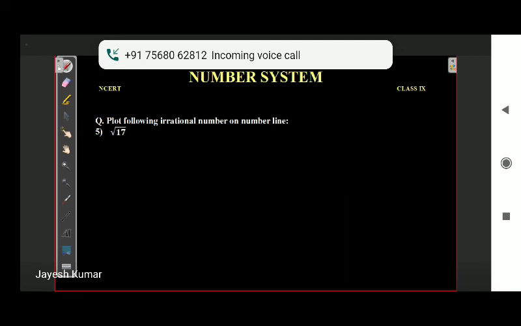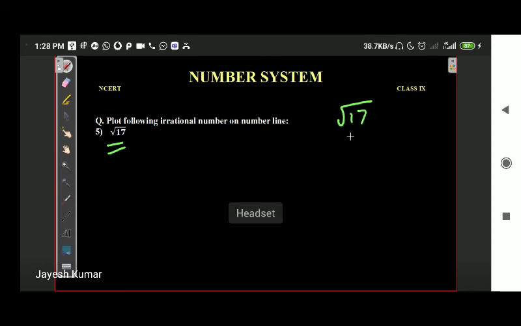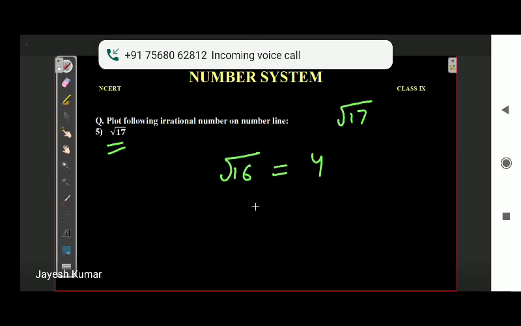You have to do a few more questions. You also need to draw under root 17. For under root 17, you take the base of 4 centimeter, since the square of 4 is 16. What should we add to 16 to get 17? 1. So for under root 17 you will have under root 16 and 1. You will take the base as 4 and the height as 1.